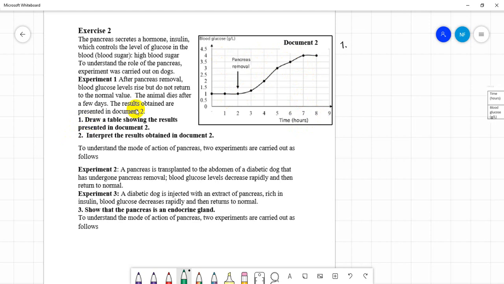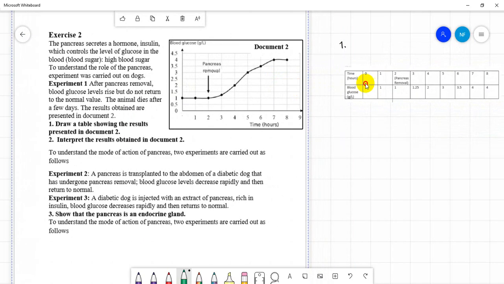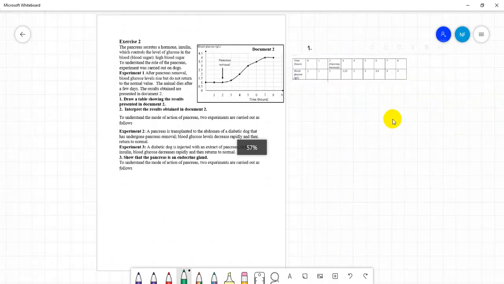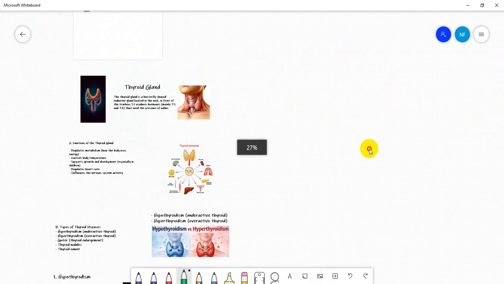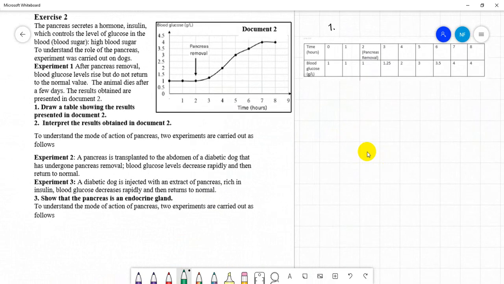So first of all, draw a table showing the results presented in document 2. The table, we will be having this table. Now very important to mention in this case in the table that everything that appears on the graph has to be appearing on the table. So in this case at time equal 2 hours there is pancreas removal, so it has to be mentioned on the table. Okay, so once we draw a table we have to be writing a title.